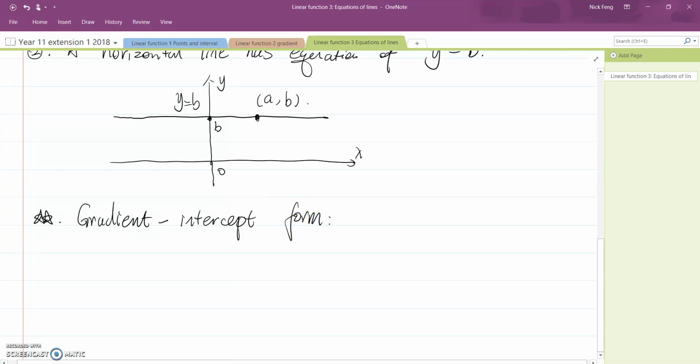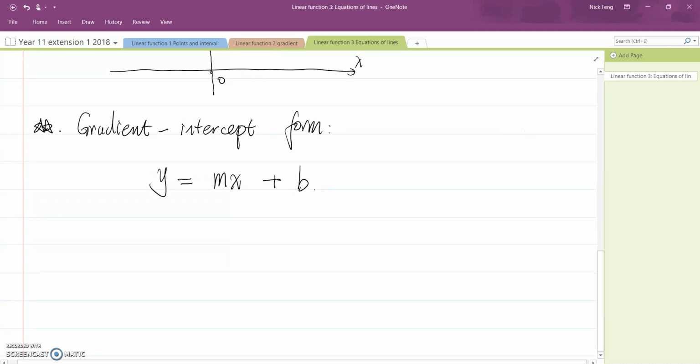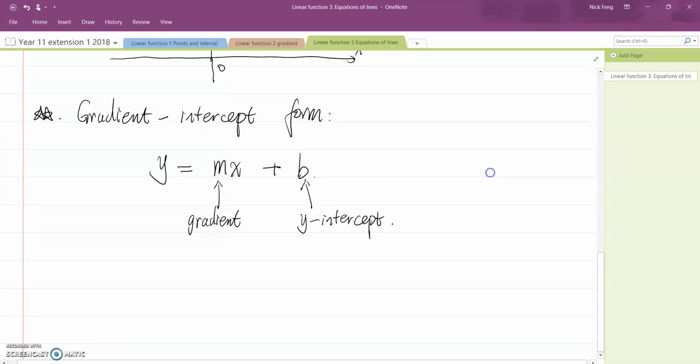So the gradient intercept form has the equation y equals mx plus b. As we have always said, lowercase m is the gradient. And because of the name gradient intercept form, b is an intercept. But what kind of intercept? More specifically, it's the y-intercept. And we will talk about intercepts in a minute, because this is just a recap.